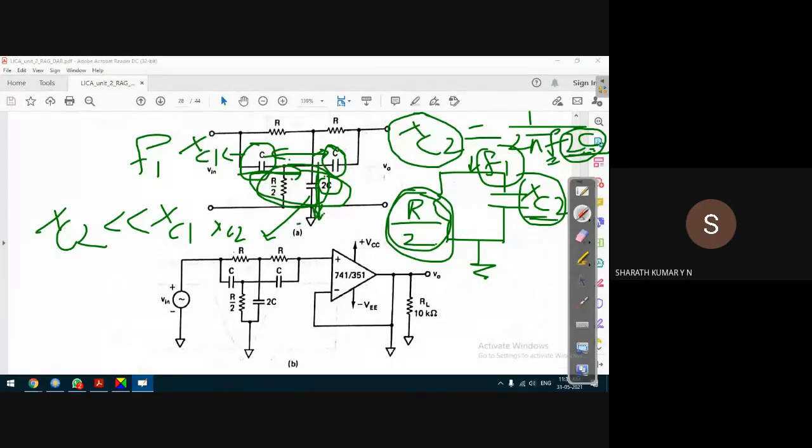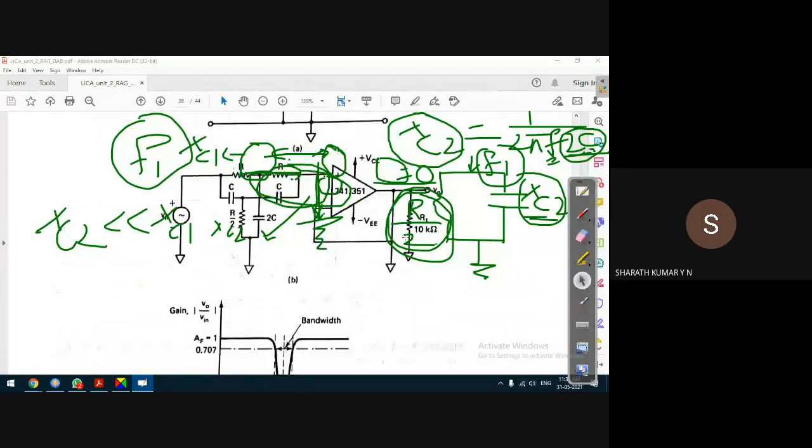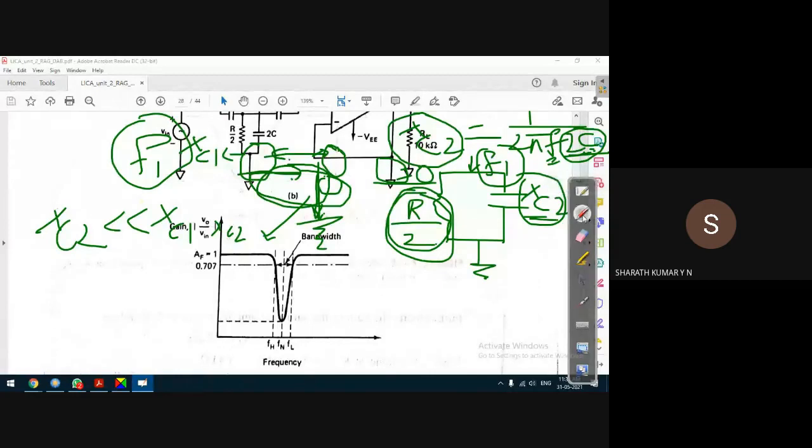That means at that frequency, the signal is shorted to ground. The output voltage becomes 0 at a frequency, let us say for example F1. The output is reduced to 0 at that particular frequency. Thereby, we can say that the signal of the frequency Fn is completely blocked by the filter because the output voltage is 0.